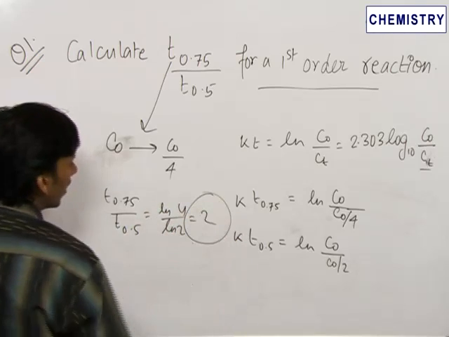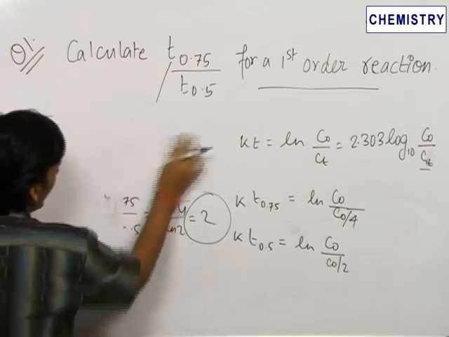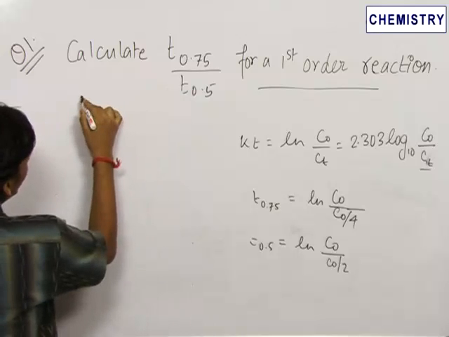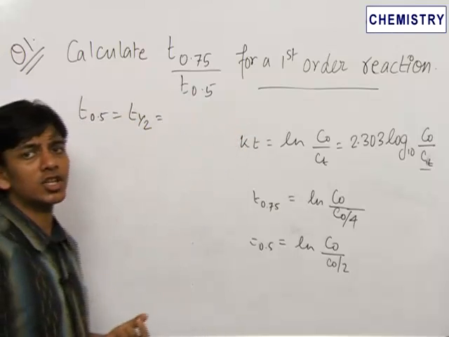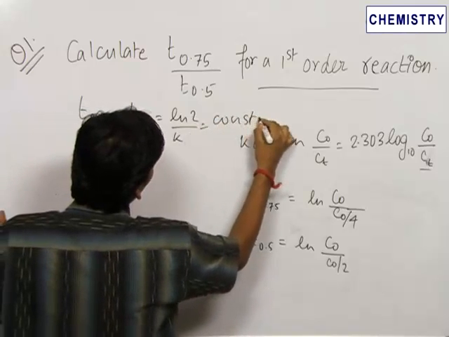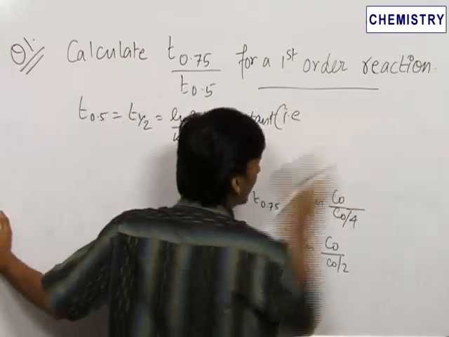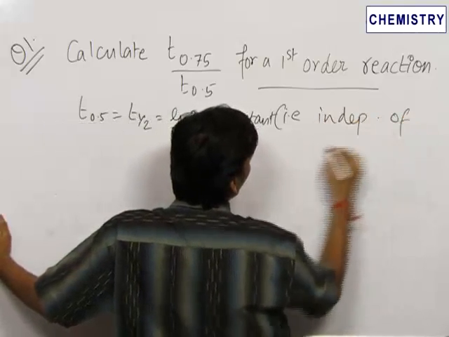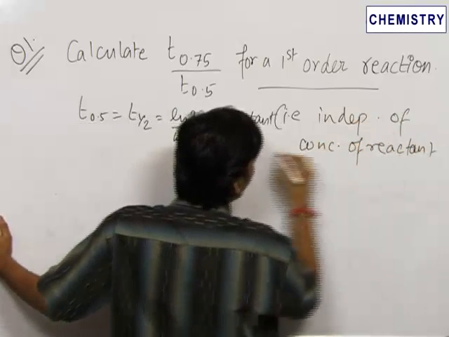Therefore we get the ratio, but this question could have been done more easily if you could analyze the property of first order reaction. For first order reaction T0.5, that is T half, is the time in which the initial concentration of the reactant becomes half. This is equal to ln 2 by K and is equal to a constant, that is independent of the concentration of the reactant, the initial concentration.